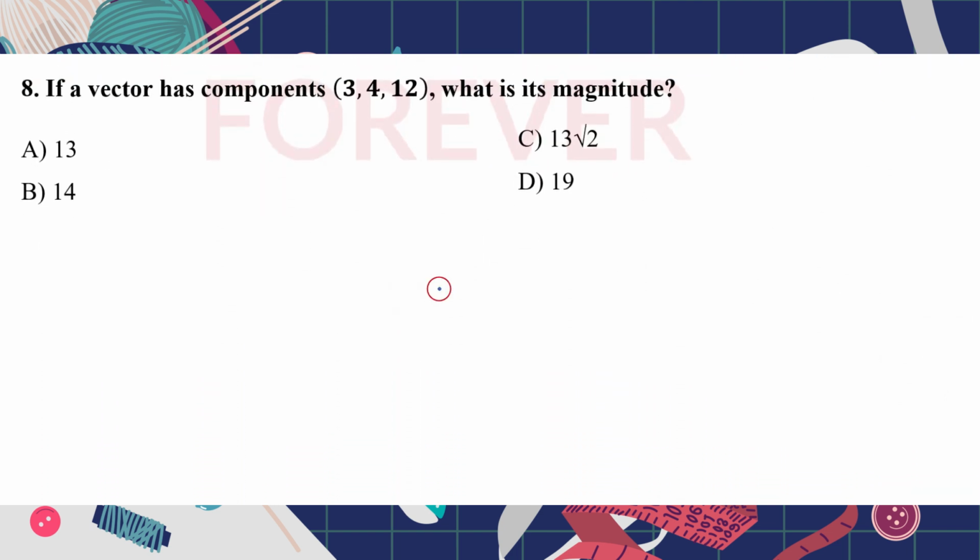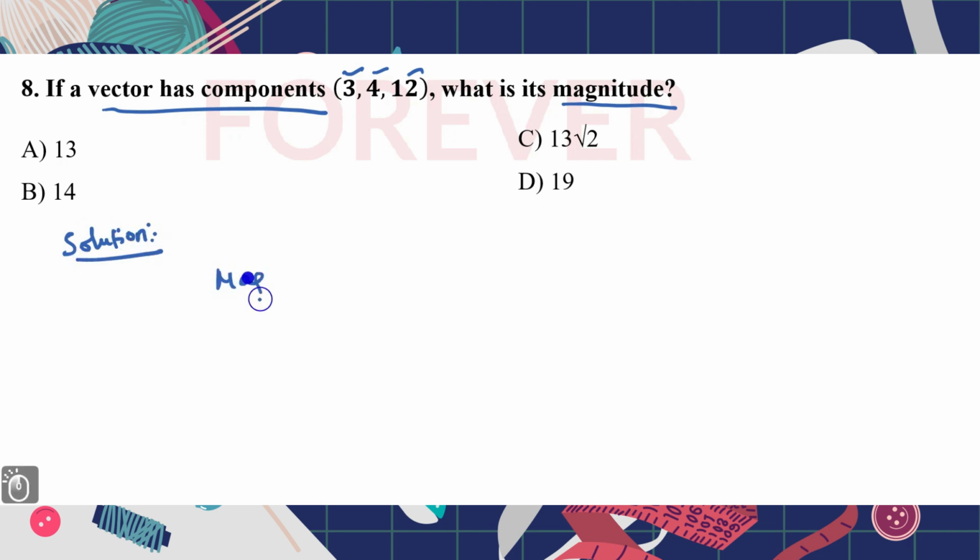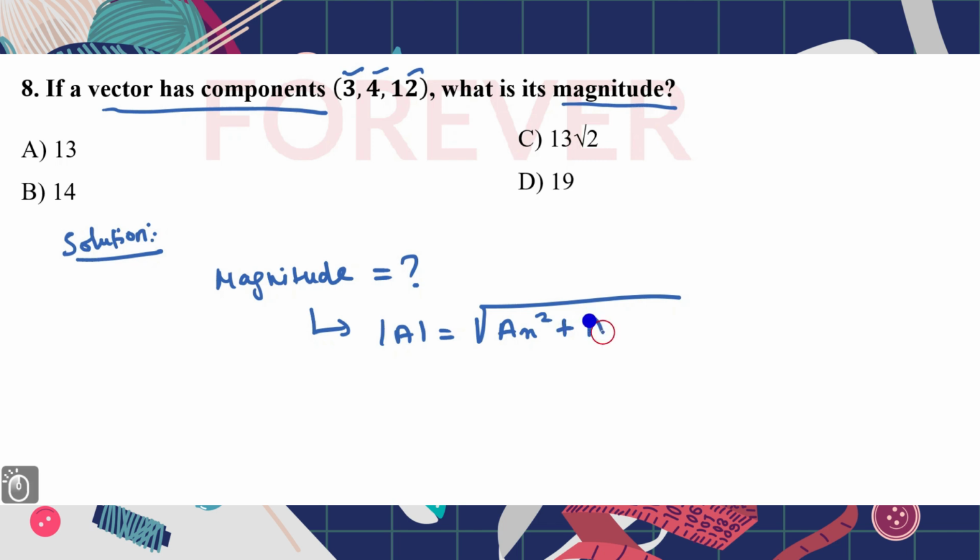So then question number 8. If a vector has components x, y, z with values 3, 4, 12, then what is the magnitude? We have to know the formula for magnitude. So mod A is equal to root of ax square plus ay square plus az square.